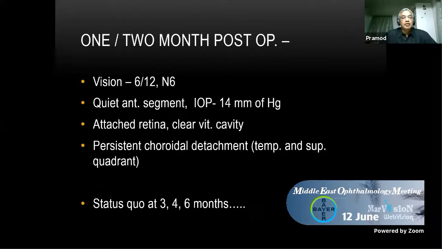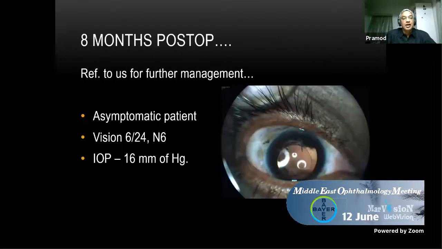On follow-up at 1 and 2 months, vision improved to 6/12 and 6/6 in the right eye. The anterior segment was quiet and pressure was normal. Fundus examination revealed a clear vitreous cavity and attached retina, but he still had a persistent choroidal detachment in the temporal part and superior quadrant. The condition was status quo at 3, 4, and 6 months. At the 8-month follow-up, as conditions remained the same, he was referred to us for further management.